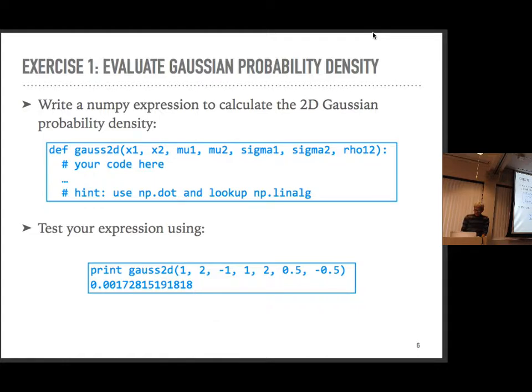Okay, so as a warm-up exercise, I want you to open your laptop and write a NumPy expression that actually calculates that formula. You write a Gauss 2D function. We're just doing this in 2 dimensions, so we've got 2 components of our data vector, the 2 components of mu, and then instead of the 4 numbers for the covariance matrix, we've got sigma 1, sigma 2, and rho 1, 2. I'm going to go back to show you the expression in a minute.